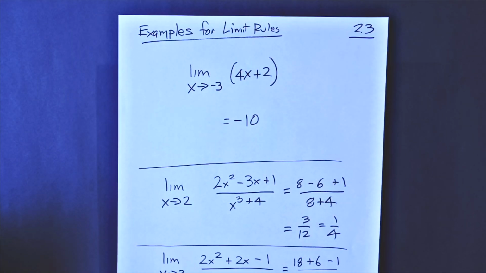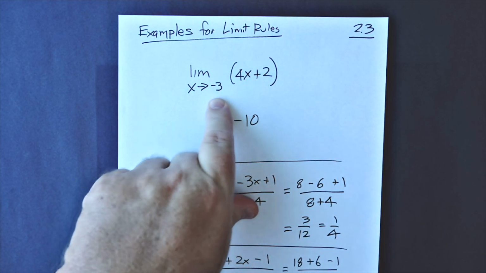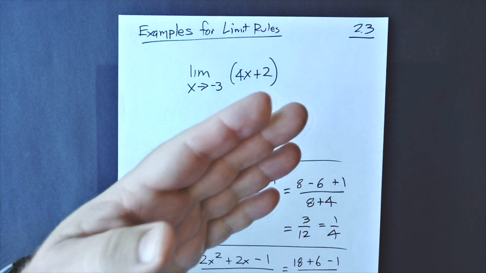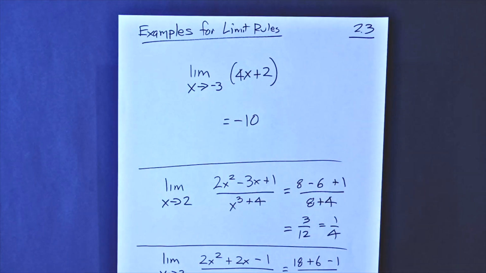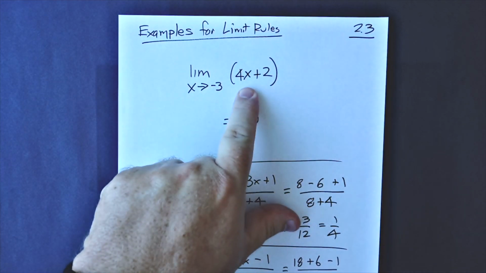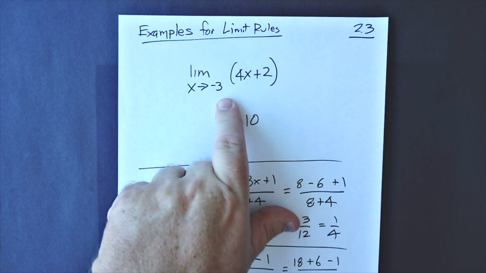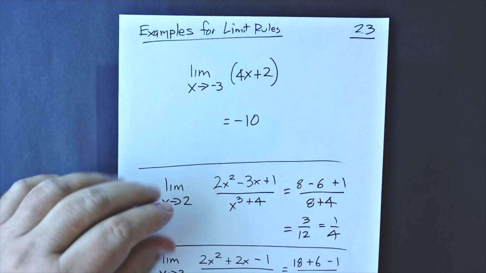All right, a couple of examples to look at. So here is the limit as x goes to -3 of 4x plus 2. Again, we're just plugging this in, and you can think about them separately if you want to. You don't need to. So I simply plug that in. 4 times -3 is -12, plus 2 is -10.